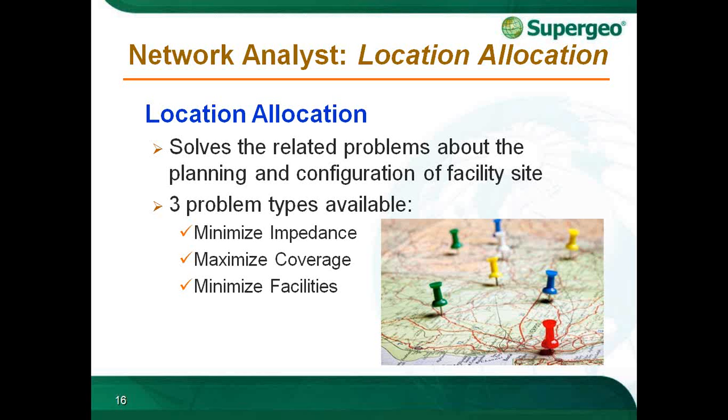With network analysis, the location analysis helps our users solve problems related to the planning and configuration of sites. For example, you want to find out where a store should be, or how to distribute your facilities, or build new facilities for all the people to use. This is a very good tool for that, and we support three kinds of problems: minimize impedance, maximize coverage, or minimize facilities.